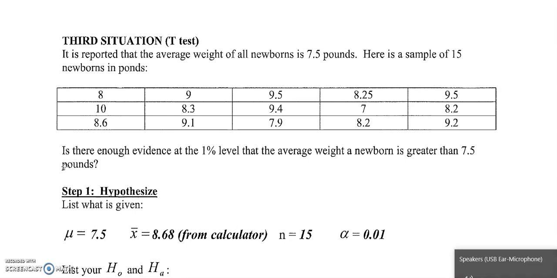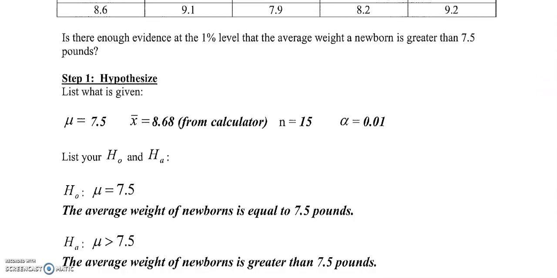Our first situation is called third situation. It is reported that the average weight of all newborns is 7.5 pounds. Here is a sample of 15 newborns in pounds. We have the data provided: 8, 9, 9.5, 8.25, 9.5, 10, 8.3, 9.4, 7, 8.2, 8.6, 9.1, 7.9, 8.2, and 9.2. Is there enough evidence at the 1% level that the average weight of a newborn is greater than 7.5 pounds?